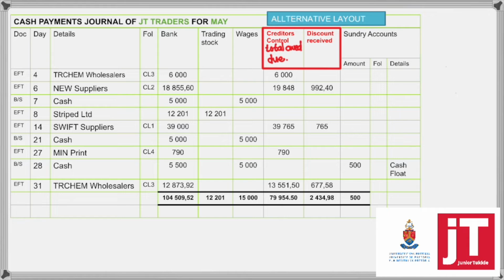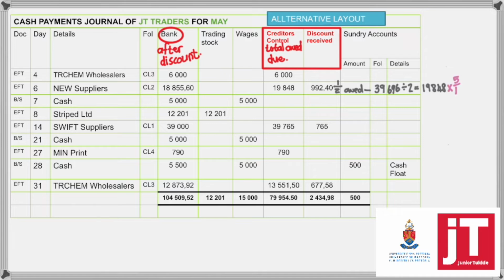So, yet again, creditors control column is the total due. Then we have to record the after discount amount in the bank column. So that is why on day 6, for instance, we owed 19,848. We calculated 5%, that's the 992 Rand 40, and then the amount after discount is recorded there. So 19,848 minus the 992.40 gives you your bank total, and that's the actual payment amount.